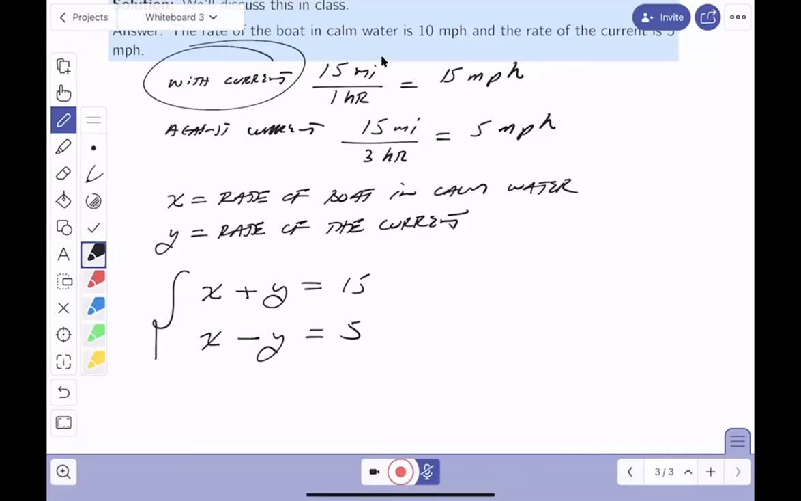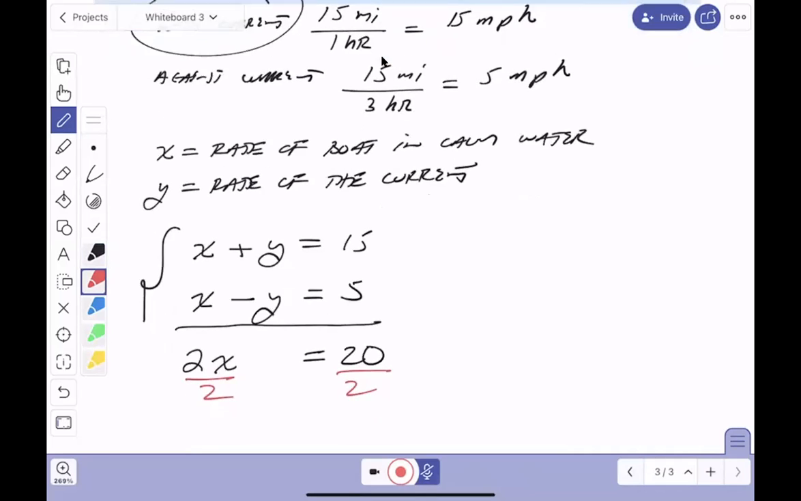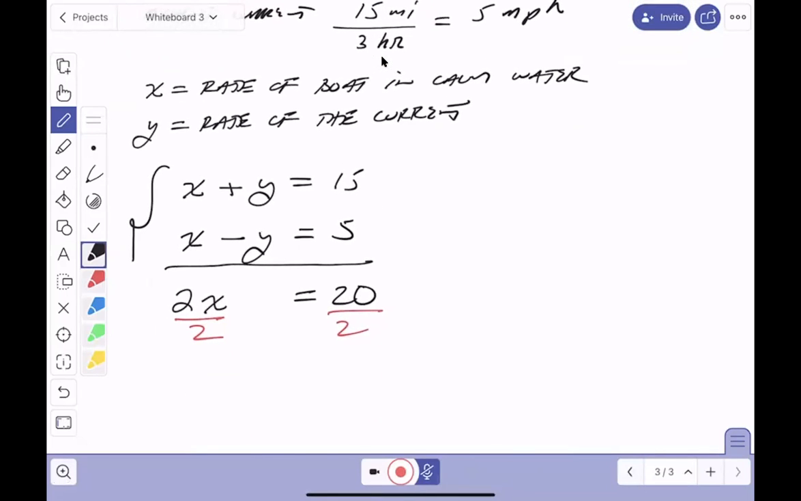What's nice about this system? It's lining up beautifully. What do you get? 2x, the y's disappear, and you get 20. Divide both sides by 2, and you get something pretty simple. You get x equals 10.